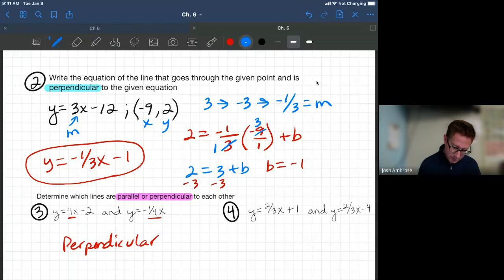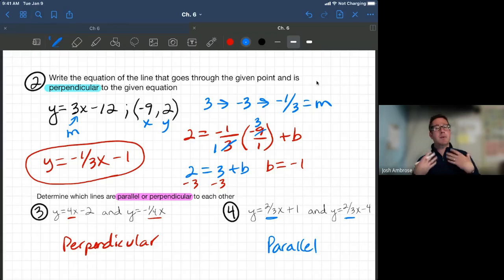Okay, now let's look at number 4. I see 2/3. The other one is identical, it's 2/3. So these ones right here are parallel. Okay, that's simply a matter of making sure it's in slope-intercept form. If it's not, put it in slope-intercept form. Look at the slopes. Doesn't matter what the y-intercept is. Is it opposite reciprocal? Perpendicular. Is it identical? Parallel.